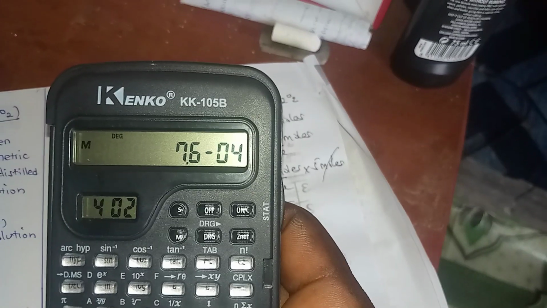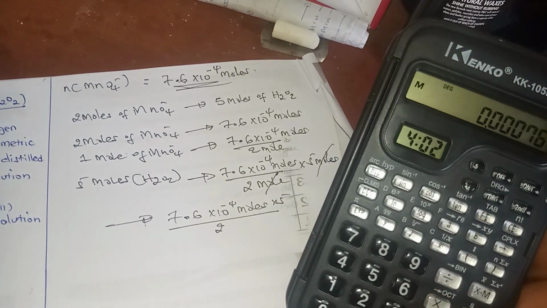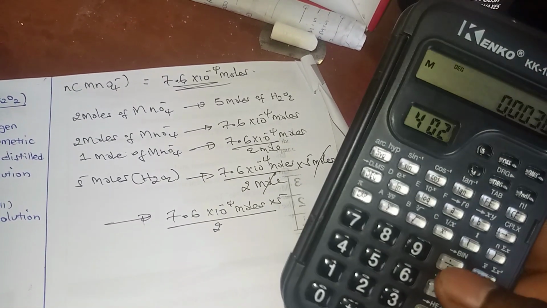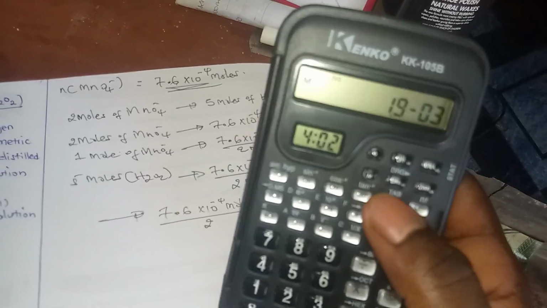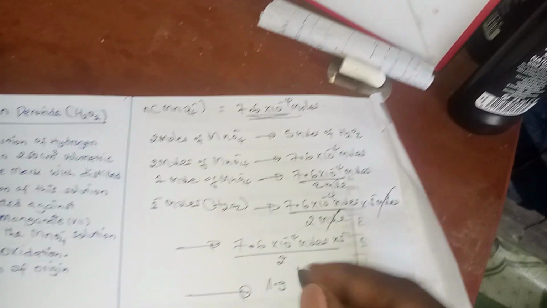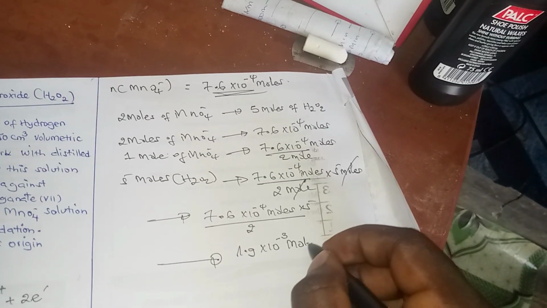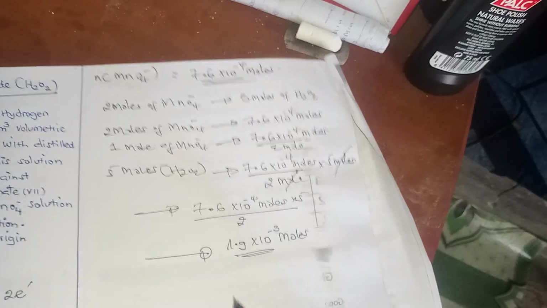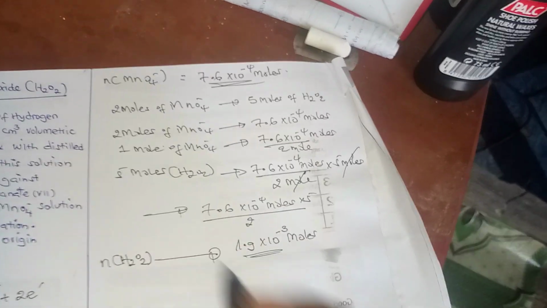Again, let's use our calculator. We have 7.6 times 10 power negative 4. You multiply by 5 equal, then divide by 2 equal. Let me click on tab. That is 1.9 times 10 power negative 3 moles. So this is the number of moles of hydrogen peroxide.